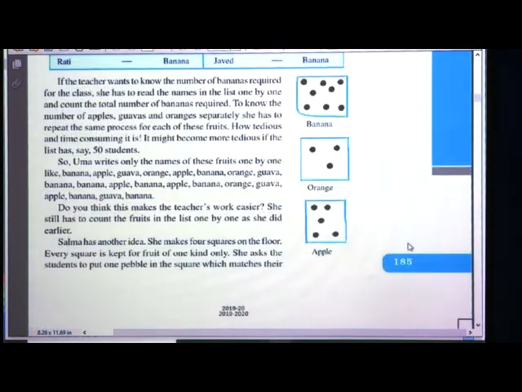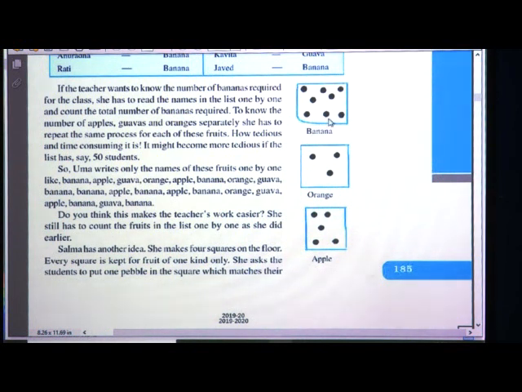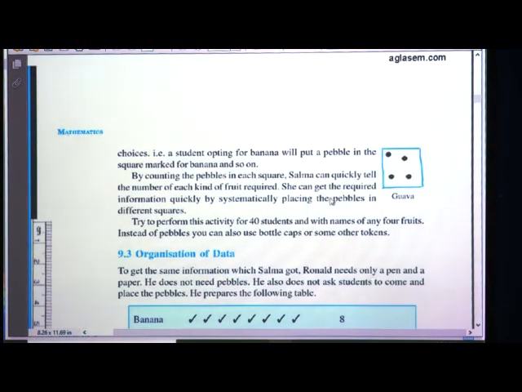So, she told the students to put the pebbles in front of the names of fruits given. By counting the pebbles in each square, Salma can quickly tell the number of each kind of fruit required. She can get the required information quickly by systematically placing the pebbles in the different squares.